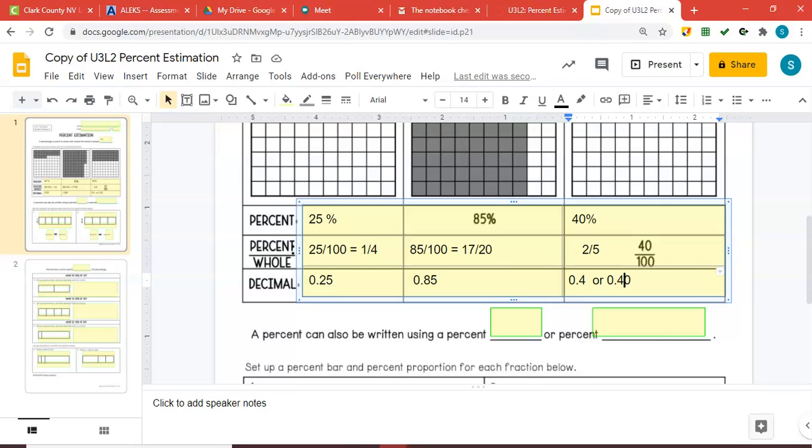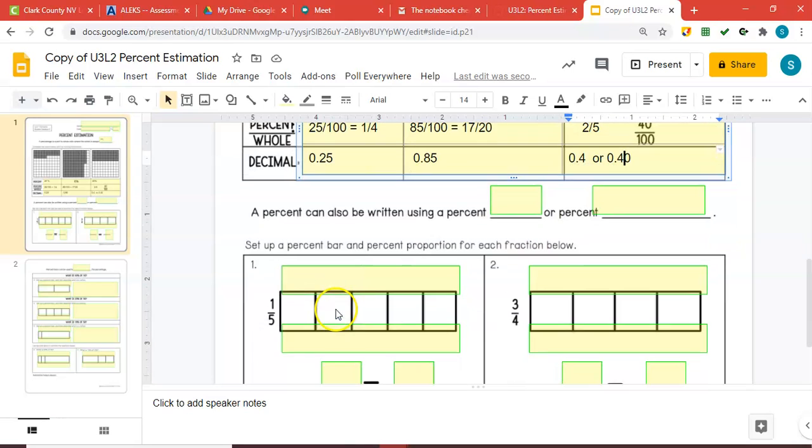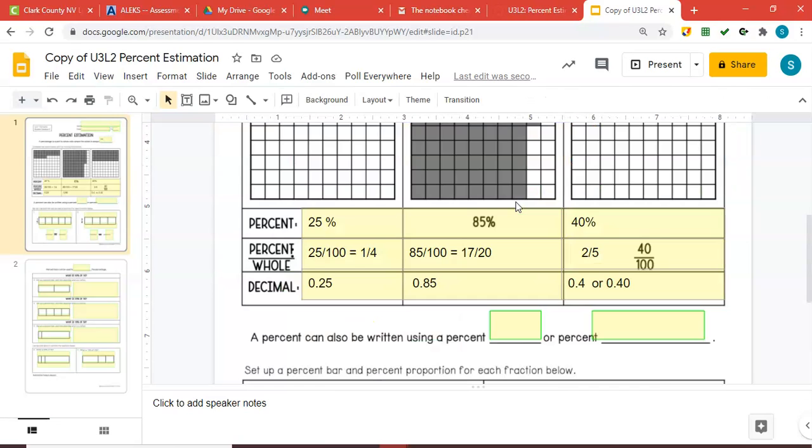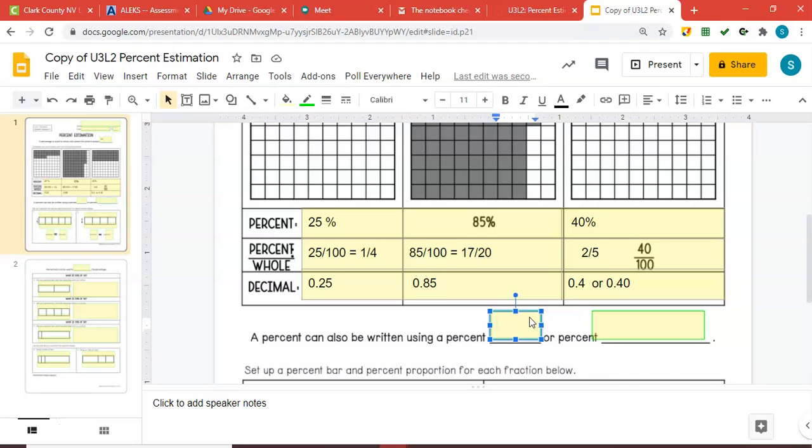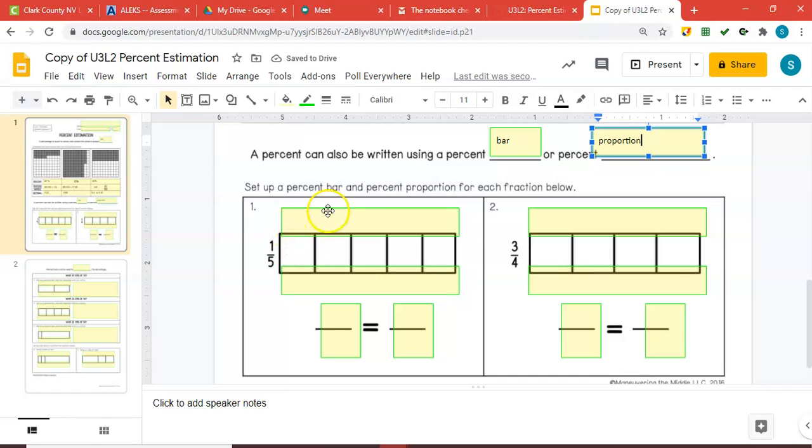Now, let's go ahead and take a look at our model. So what we can think of is this bar as one whole. So we're going to think about something that we're going to call the percent bar. It didn't open the little text box for me. We've got our percent bar or our percent proportion. Okay, so we've been talking about those proportion relationships, and we want to think about 1/5.